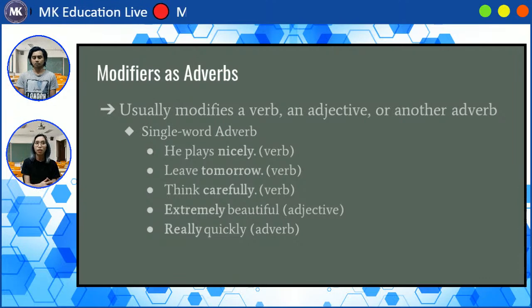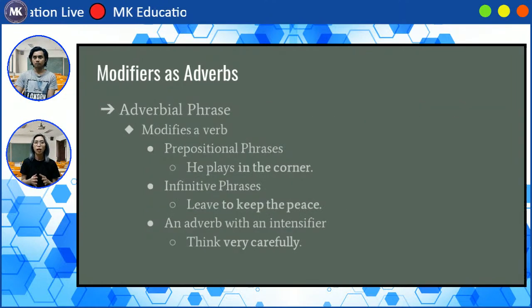Next, we have extremely beautiful. So our adverb is extremely and it modifies an adjective, which is beautiful. And the last one, really quickly. So the adverb here is really and it modifies another adverb, which is quickly. We also have adverbial phrases. So usually adverbial phrases modify a verb.